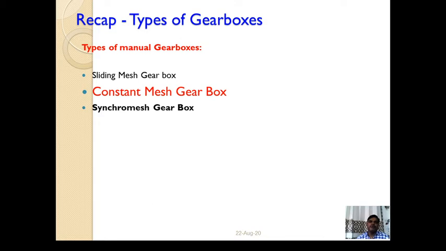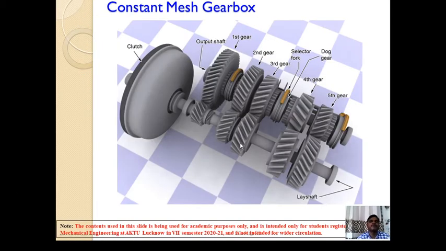So to remove that obstacle while engaging the gear, or to obtain different gear ratios, we used constant mesh gearbox and synchro mesh gearbox. So today we'll discuss this constant mesh gearbox and synchro mesh gearbox. Now this picture will give you clarity about the components of a constant mesh gearbox.